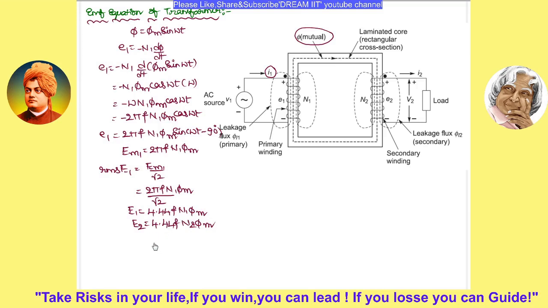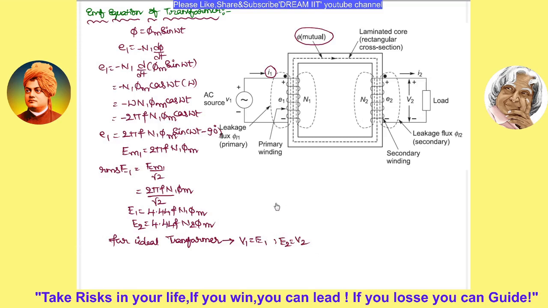So if you take E2 by E1, for an ideal transformer, we are considering that ideal means something which is not existing in the universe. V1 is equal to E1 and V2 is equal to E2. So first you are going to get E2, then you are going to get V2.